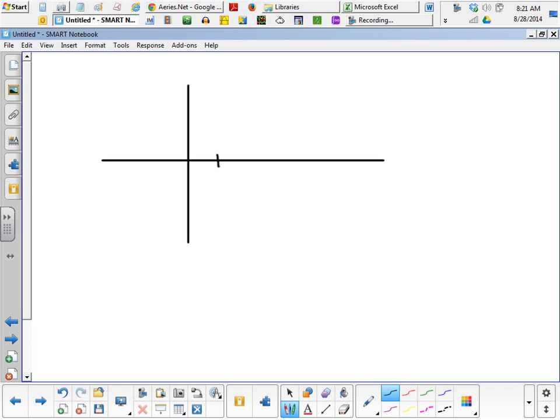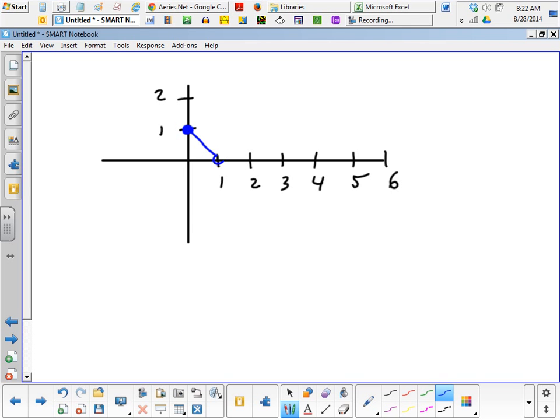Okay, so 1, 2, 3, 4, 5, 6. 1, 2 on the y-axis. This is going to be just that graph that you have on the board over there. All right, so here's what the graph looks like. It's closed at 0, 1, and then it's open at 1, 0. And then it's closed at 1, 1, and it runs over here to 2, 1, but it's open.